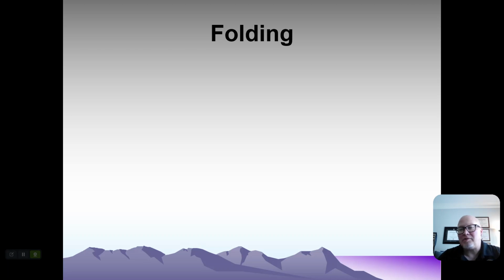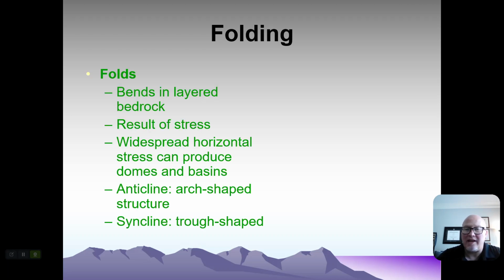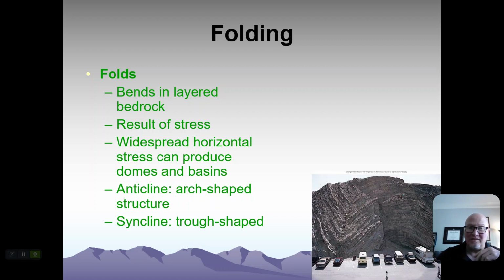Folding. Folding takes place when part of the crust starts to come together and it bends. It's moving slowly, but with enough pressure to slowly bend part of the crust. You can see that here, as this would have had pressure coming from both sides, and it literally bends the crust. We call these folded mountains.